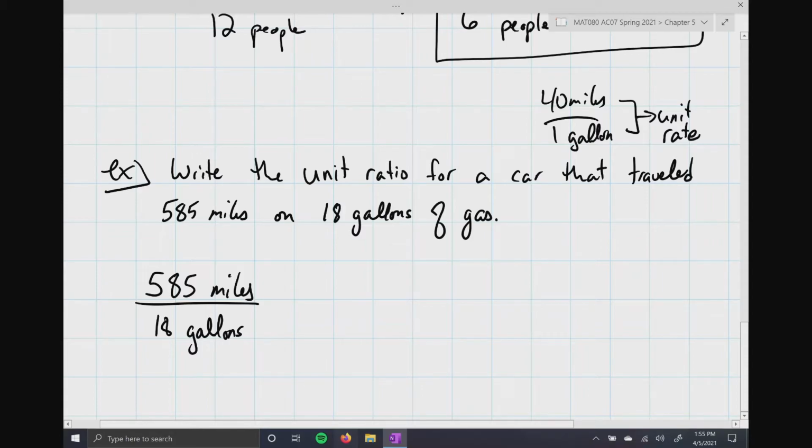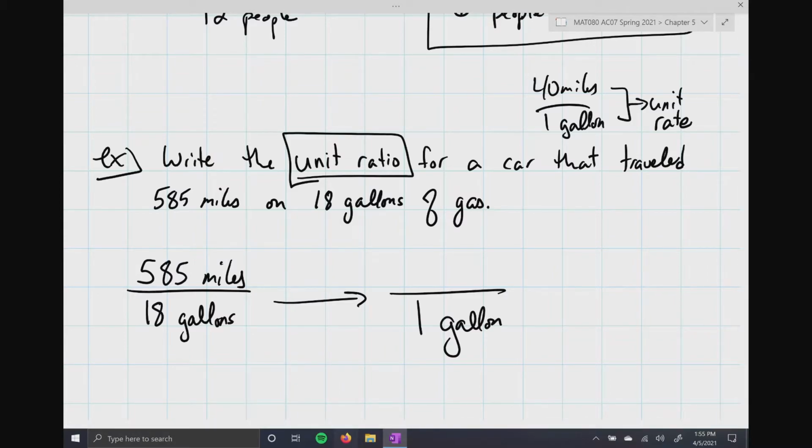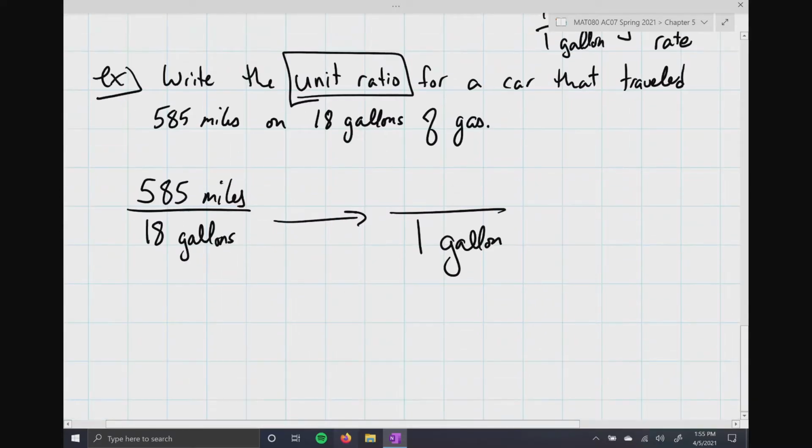And that's the ratio. I want the unit ratio. Okay, I want the unit ratio, which means I want a 1 in that denominator. How do I do that? You could divide. I could if I wanted to. So let's go ahead. Let's divide.